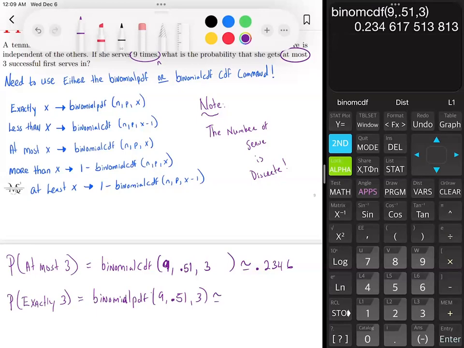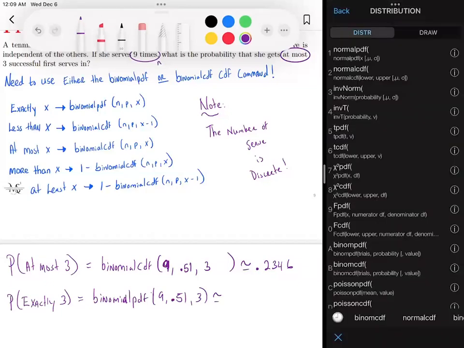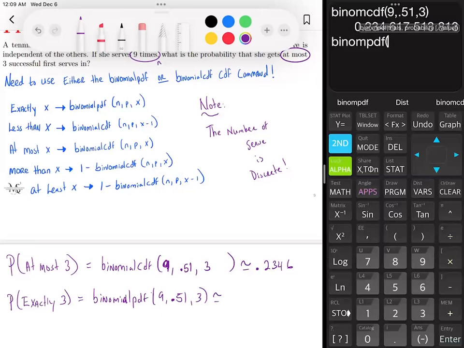So if I do this again in my calculator, you would do second vars, select not binomial CDF this time, but actually select the one above it, binomial PDF. And you enter your values: 9, comma, 0.51, comma, 3. And if you hit enter, you're going to get a slightly different answer. This time we're going to get 0.1542 if I round it to 4 decimal places.